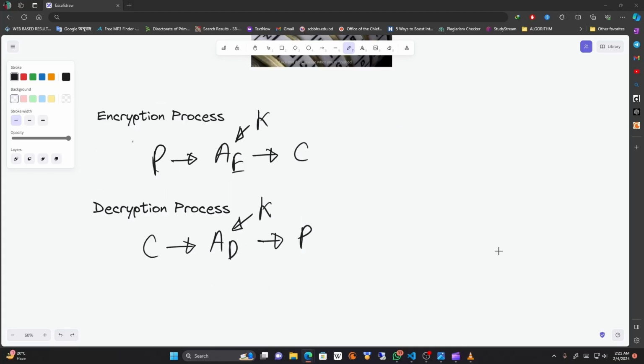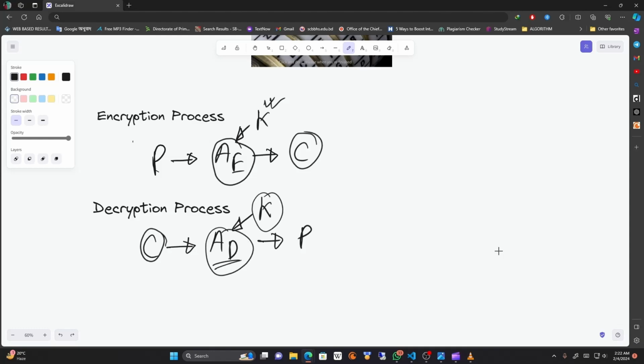In the encryption process of this algorithm, we need to pass our plain text through our encryption algorithm, and this algorithm will need a shift key value and give us a ciphertext value. And on the other hand, for the decryption process, we need to put our ciphertext into a decryption algorithm, and this algorithm also needs a key value, and this process will give us a plain text.